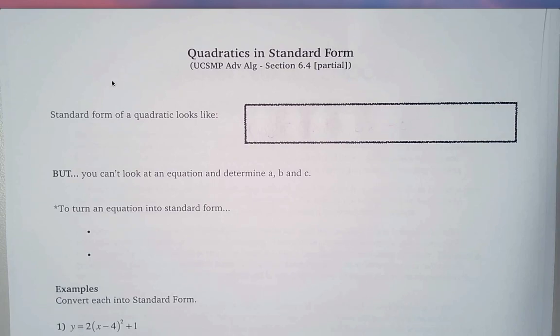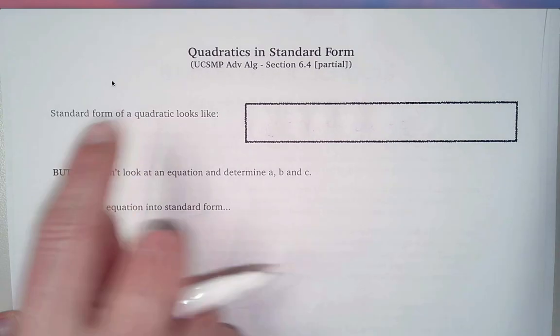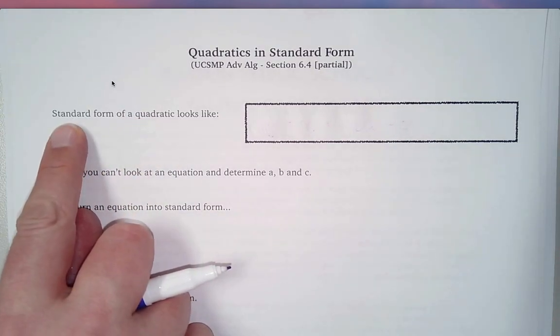So yesterday we were talking about equations in vertex form, which is, if you look at the examples down below on this page, those are all written in what's called vertex form. Today we want to start looking at how we would get them into what's called standard form.